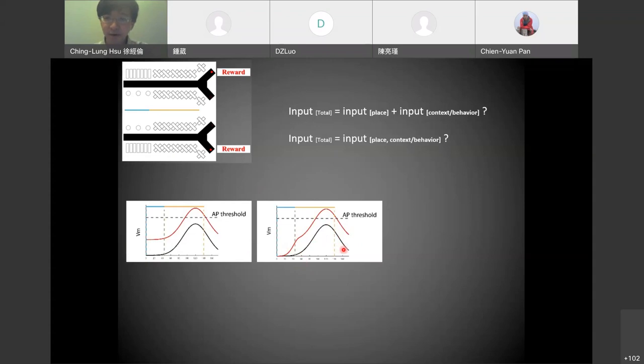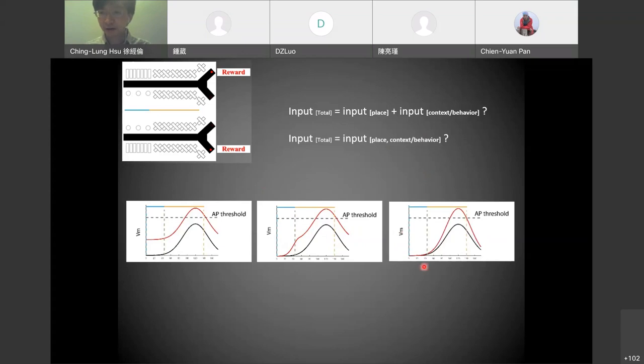In another scenario, another extreme, maybe there is only one set of synapses which carries all the information, both the spatial information and the behaviorally relevant information. So they are essentially the same shape of spatial input that depends on the space, but there's a strong modulation of the amplitude of the spatial input. Therefore the input is really a joint function of both the position and the animal's behavioral context.